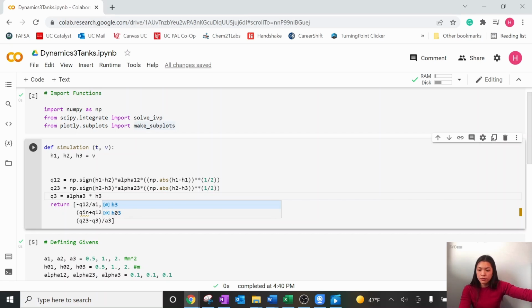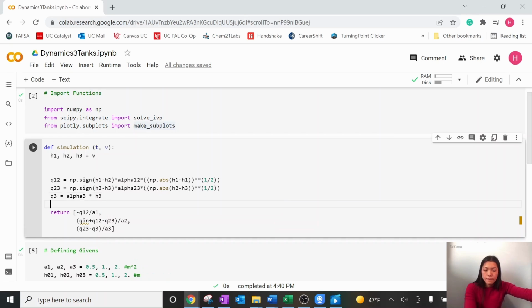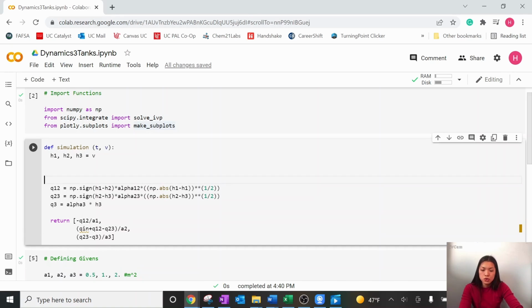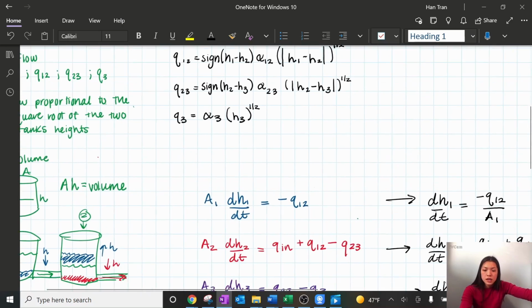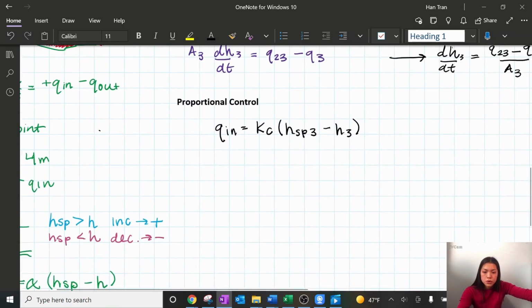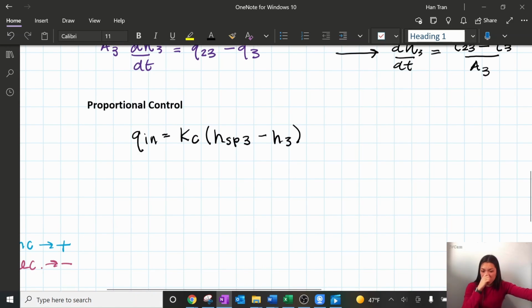And so now that we have the flow between the tanks established, we also need to define the flow into tank 2. And we wrote that in the previous video to be the proportionality constant multiplied by the difference of the set point minus the actual fluid height in tank 3.